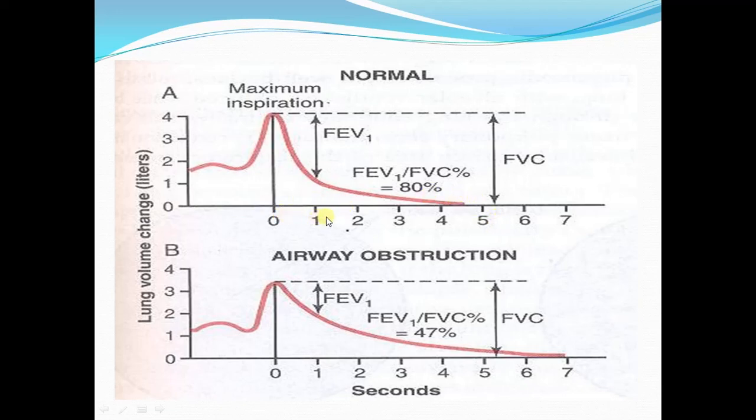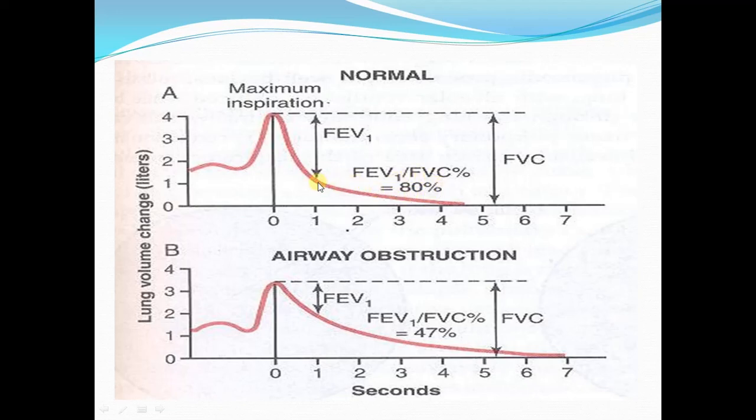On the x-axis we have the time in seconds, and on the y-axis we have lung volume given in liters. Now in normal persons, the forced vital capacity is about 4600 ml, while FEV1 normal is 75% to 85%, that is the range, and the average value we can say is 80%. What does this 80% mean?